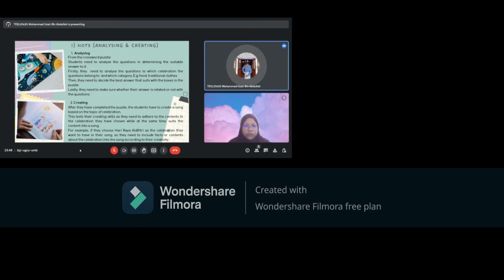They cannot put something that is not reliable or unrelated into the song. For example, if they choose Hari Raya Aidilfitri as the celebration they want to have in their song, they need to include facts or contents about the celebration into the song according to their creativity. So this is what we call the criteria in HOTS, or higher order thinking skills, which are analyzing and creating, that we have included in our teaching materials.